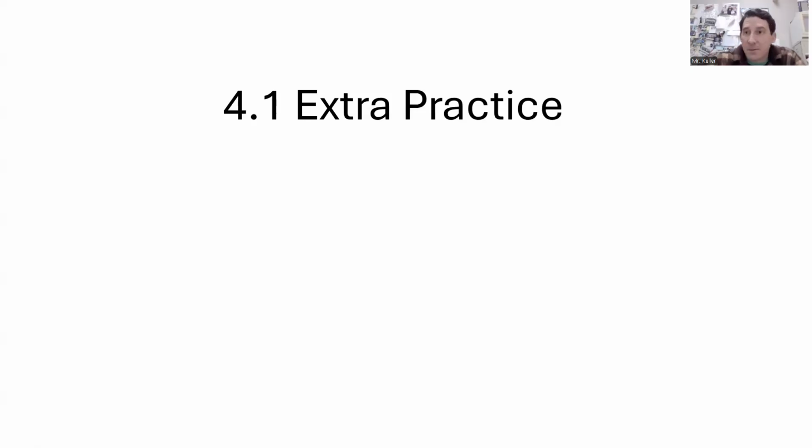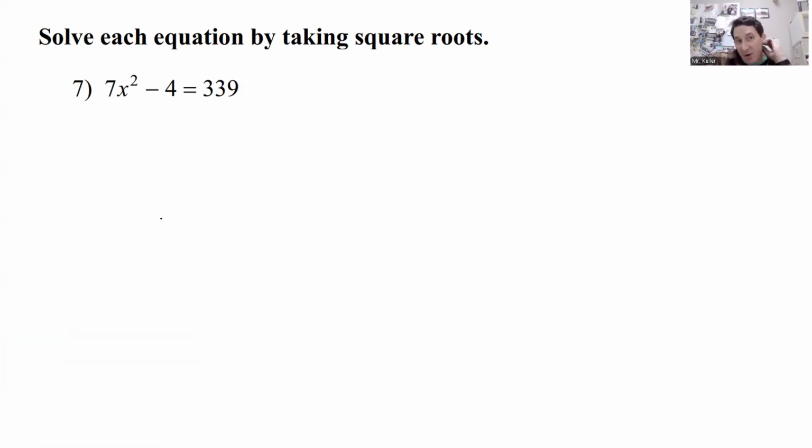All right, IM2 classes. We need to spend some extra time with section 4.1, solving quadratics by taking the square root. Just going to do a few more problems that go with today's assignment. So starting off, number 7, we're going to solve by taking the square root. The first set of problems, your final answer should come out to a whole number. We're going to be dealing with perfect squares here.